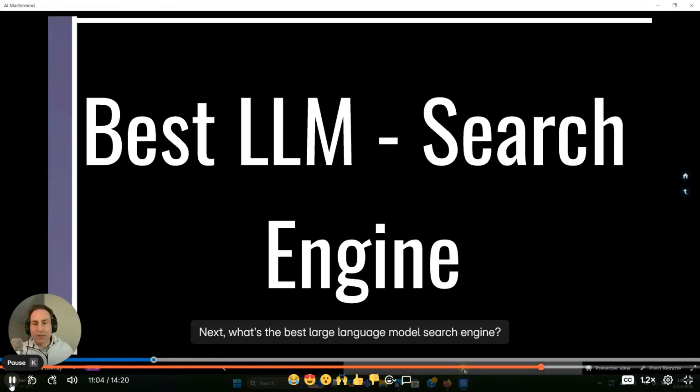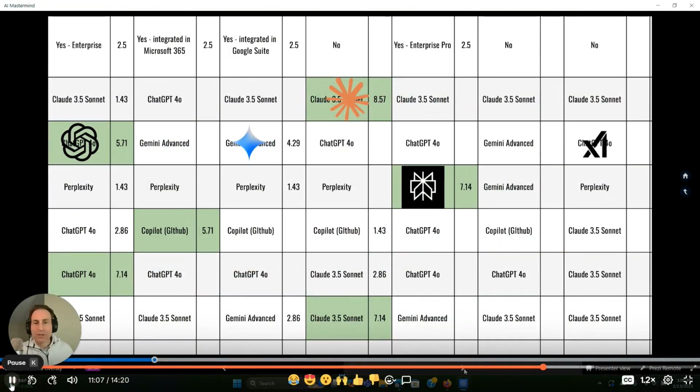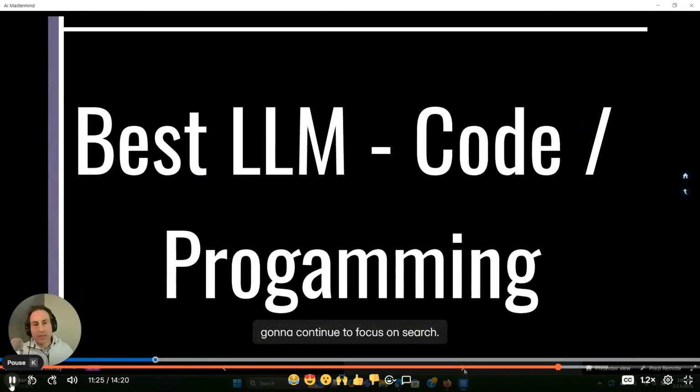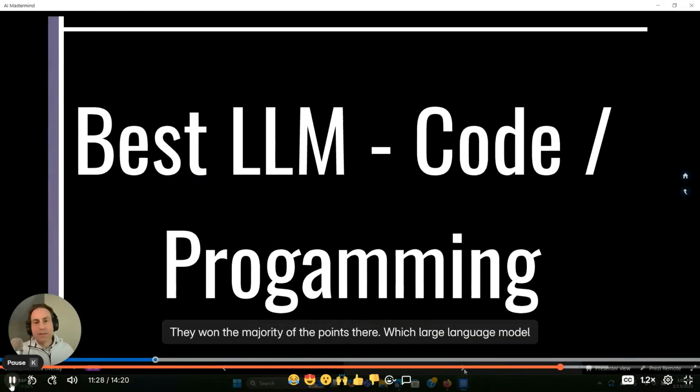Next, what's the best large language model search engine? The majority chose Perplexity, which makes sense because Perplexity is doubling down on search. I don't use Google. I go to Perplexity. Right now, it is the best. I'm going to continue to focus on search. They won the majority of the points there.